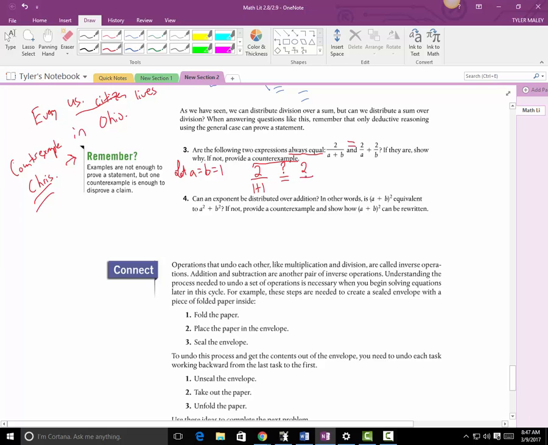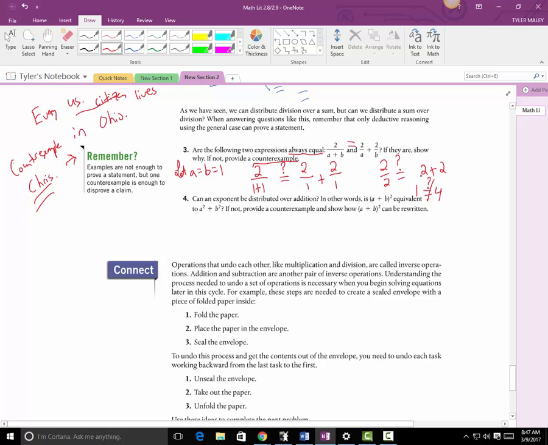So we're just plugging in our values for a and b. I have 2 over 1 plus 1. Is that equal to 2 over 1 plus 2 over 1? On the left-hand side, what we end up getting is 2 over 2, and we're trying to see, is that equal to 2 plus 2? 2 over 1 is 2. So then 2 over 2 is 1, and 2 plus 2 is 4.